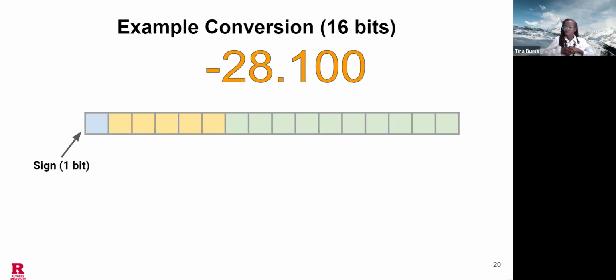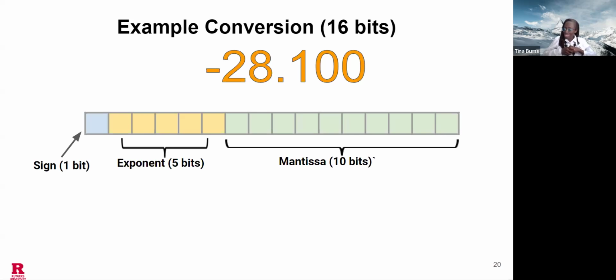Well, the first bit is always a sign bit, so that's going to be 1 bit. For the exponent, I'm only going to have 5 bits, and for the mantissa, I'm going to have 10 bits as opposed to 23. So my size has decreased, which means it's a little less precise, but I can still use it to represent the number. So let's get to it.